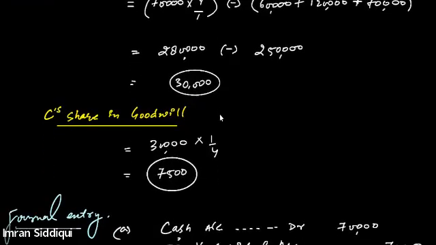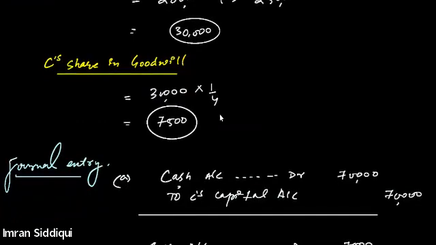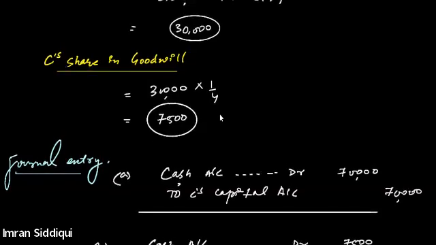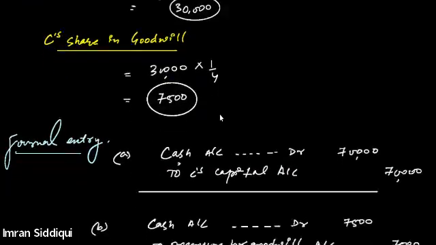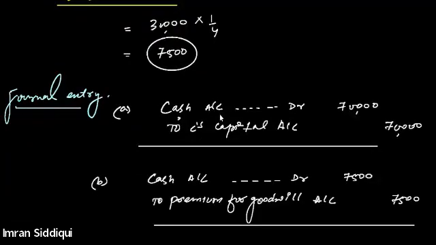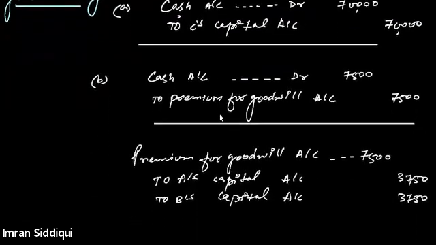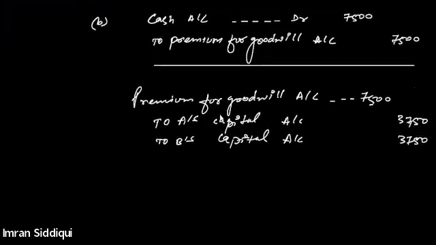And then we will pass the general entries: cash account debit to capital account. Since C is bringing in 70,000 by way of capital, we need to pass the general entry, cash account debit to C's capital account. And then the second general entry will be cash account debit to premium for goodwill, 7,500. And this premium for goodwill will be distributed between A and B in their sacrificing ratio.